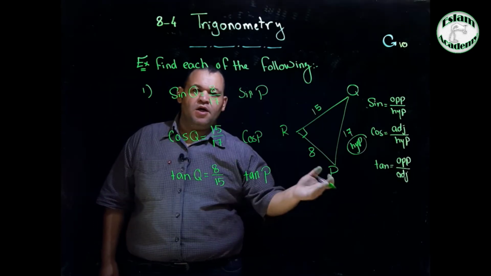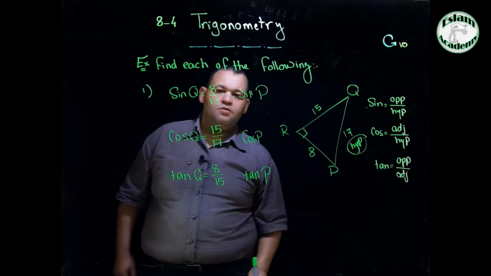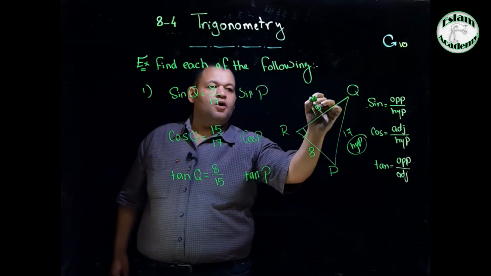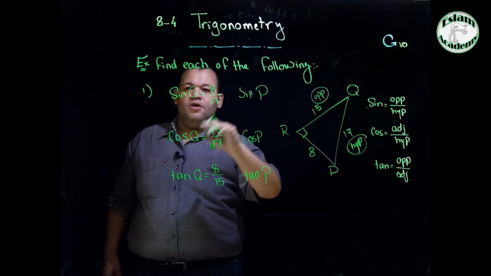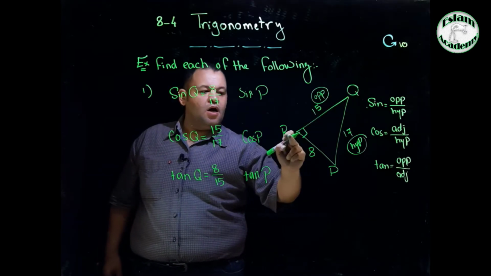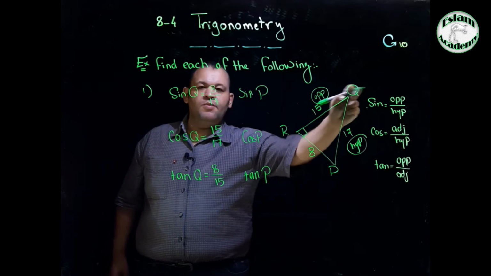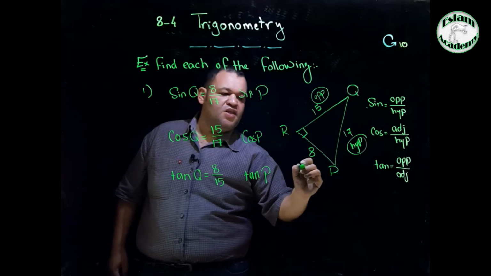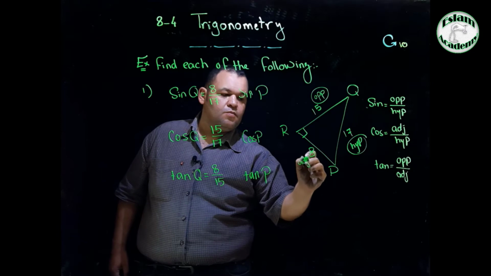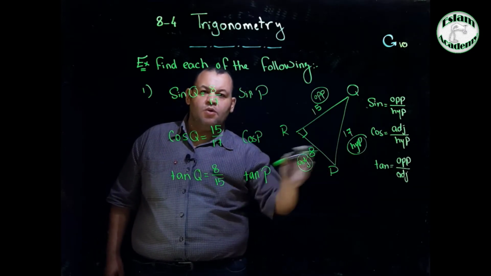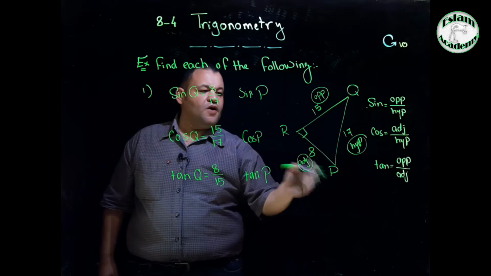Now we need to find sine P, cosine P, and tan P. So now the side which is opposite to the angle P is RQ, so that will be the opposite. Remember, when I solved for Q, I said that RP is called the opposite. Now I'm solving for P, so RQ will be the opposite and RP will be the adjacent. And the hypotenuse will be the same, because the hypotenuse is the side which is opposite to the right angle.